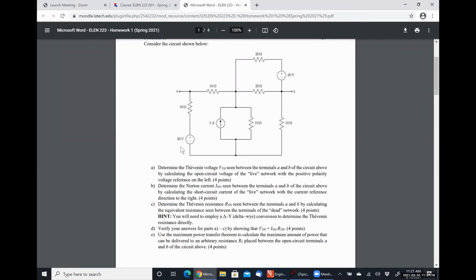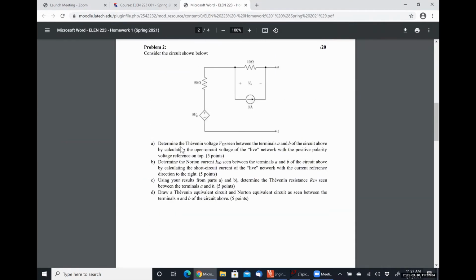Part D, verify your answers using the Ohm's law relationship. Thevenin voltage is equal to I Norton times R Thevenin. And then part C, use the maximum power transfer theorem to determine some quantity, whatever. Basic Circuits 1 type stuff.